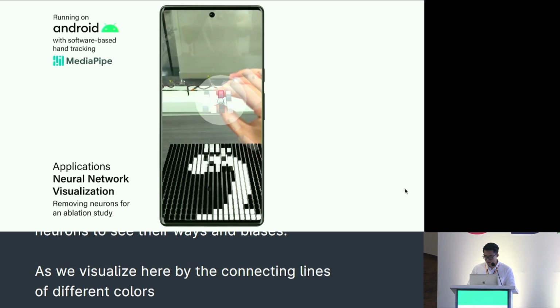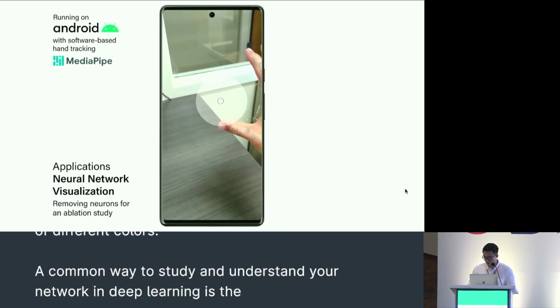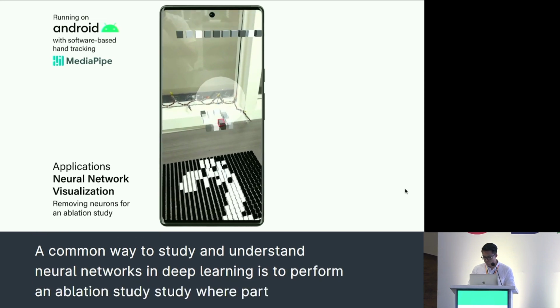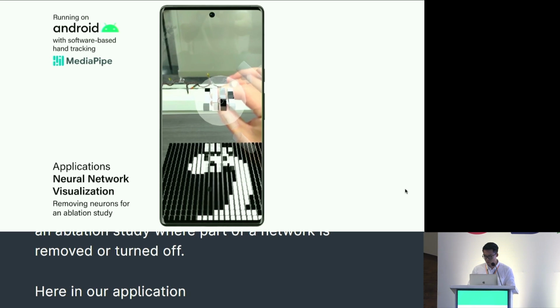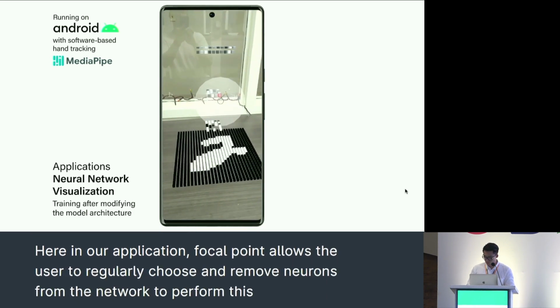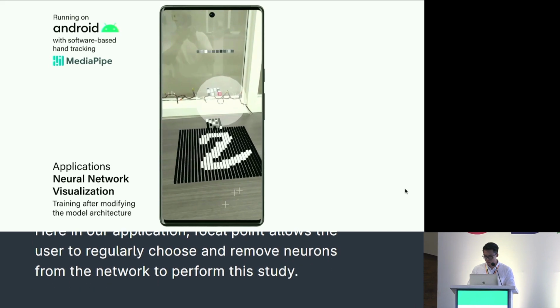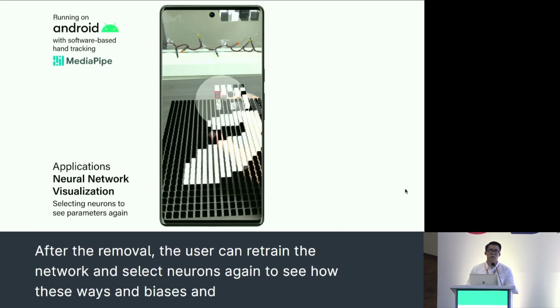A common way to study and understand neural networks in deep learning is to perform an ablation study, where part of a network is removed or turned off. Here in our application, focal point allows the user to accurately choose and remove neurons from the network to perform this study. After the removal, the user can retrain the network and select neurons again to see how these weights and biases and the classification of digits have been affected.